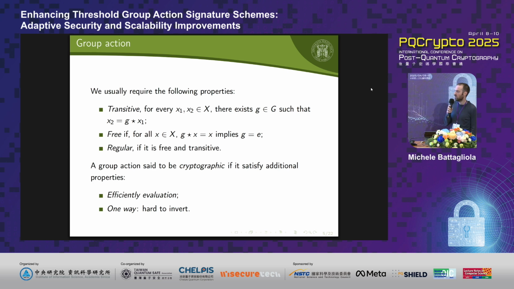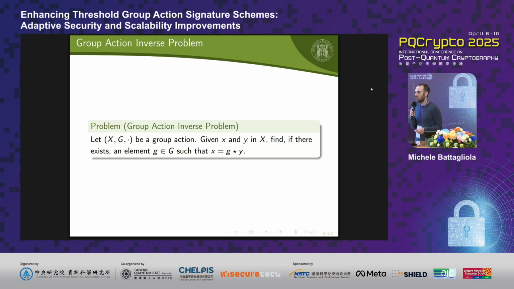And we want it to be one way, so hard to invert, so that we can use this hardness assumption, the group action inverse problem. It basically states: you have X and Y, and you know that there is a group element G such that X is equal to G times Y. The goal is to find G. This is the general problem. There are many group actions that have this problem. It's not always hard in the post-quantum setting. There are many group actions that are safe in the post-quantum setting, but many that are not.